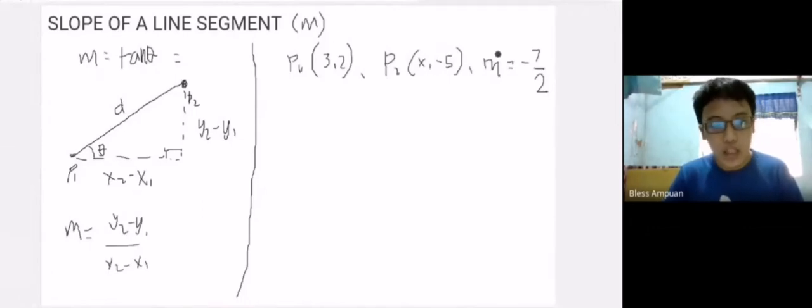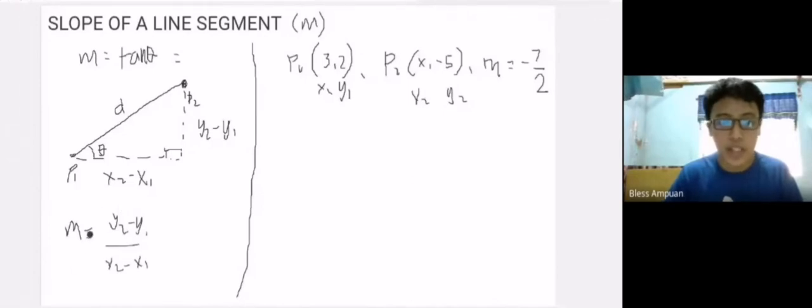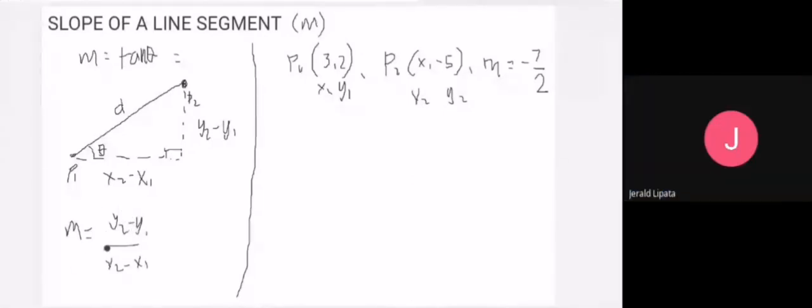The same method that we will be trying to solve with is to just substitute the givens in the formula. So this is our x sub 1, and this is our y sub 1. Our x sub 1 is 3, our y sub 1 is 2, and for point 2, this is our x sub 2, so our x sub 2 is x, okay? And negative 5 is our y sub 2. So given also the slope, we substitute these givens in our formula, which is m is equal to y sub 2 minus y sub 1 over x sub 2 minus x sub 1.